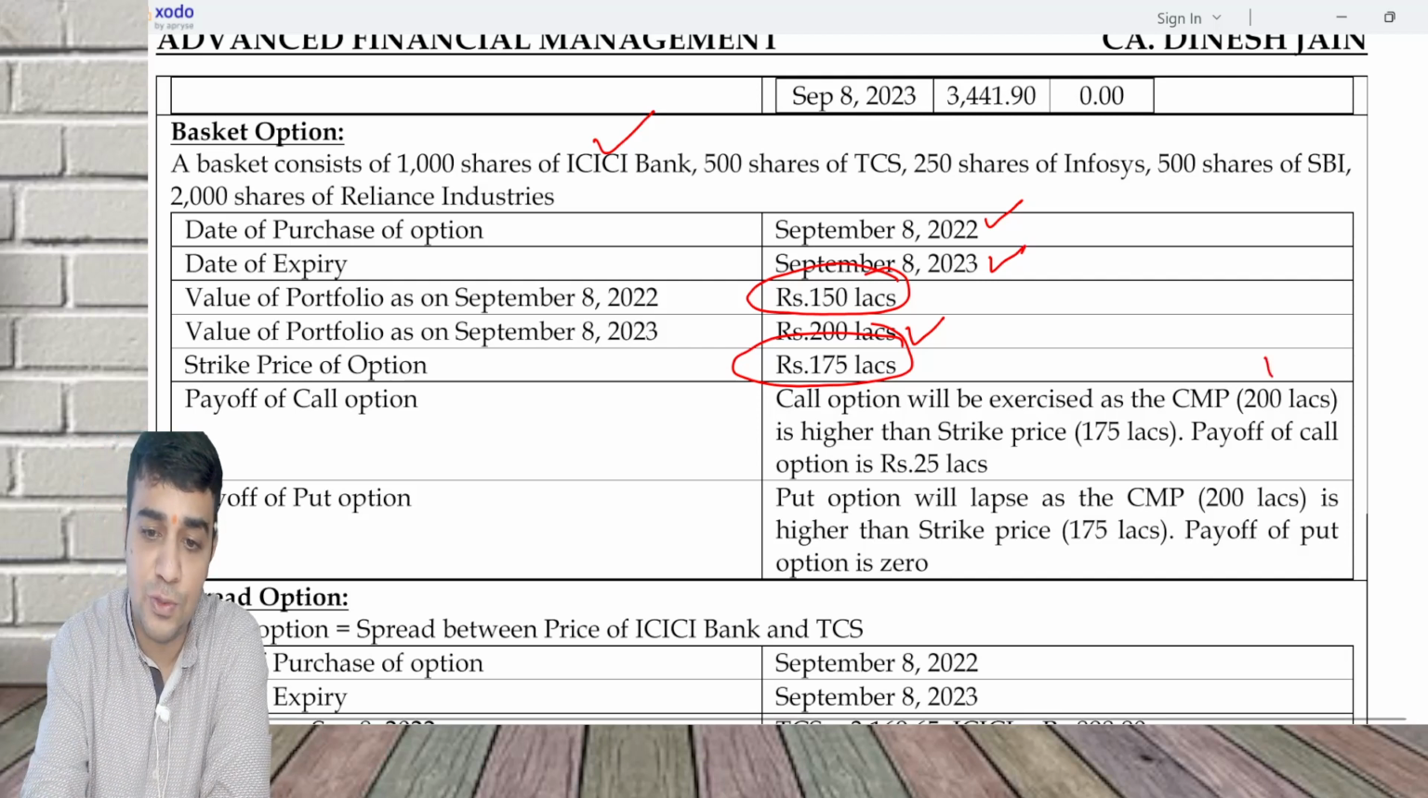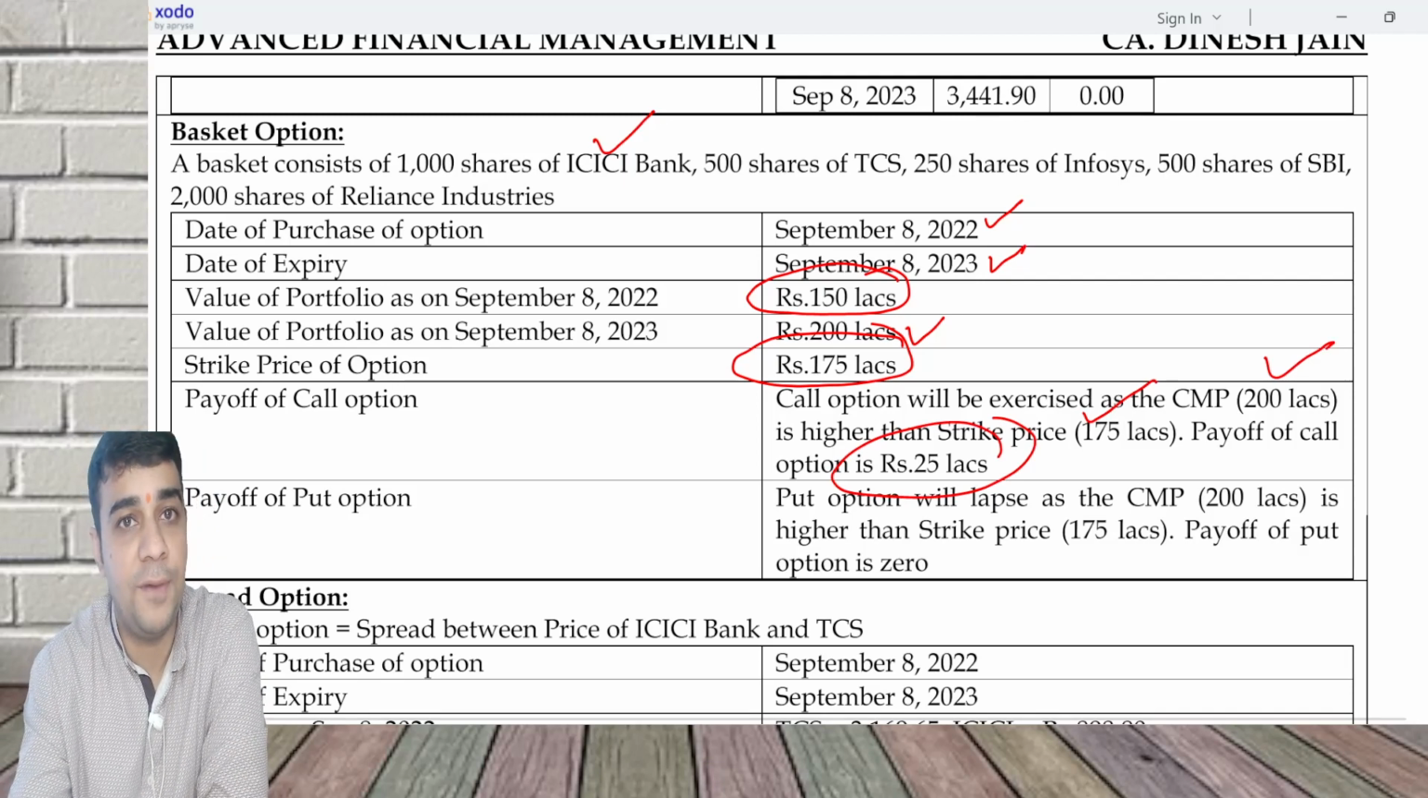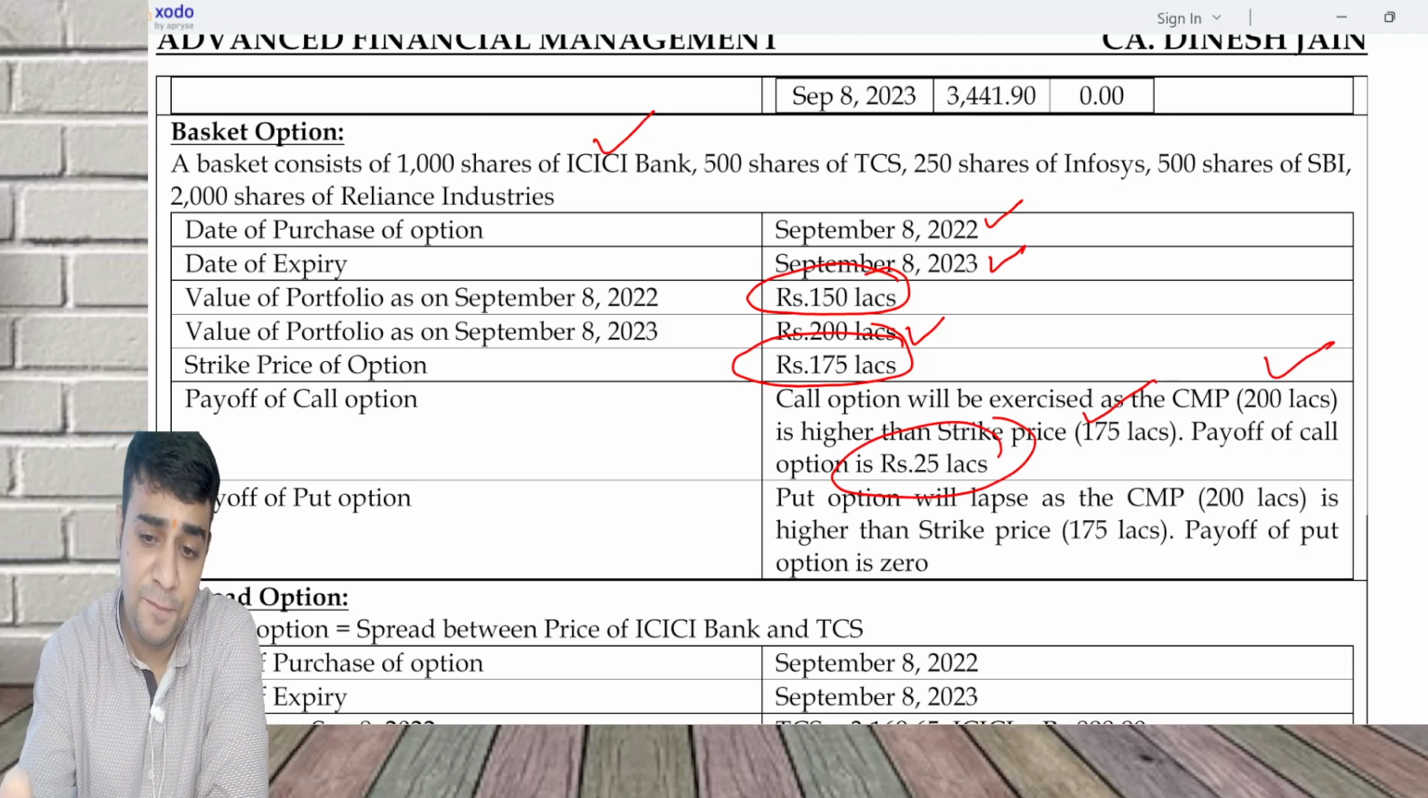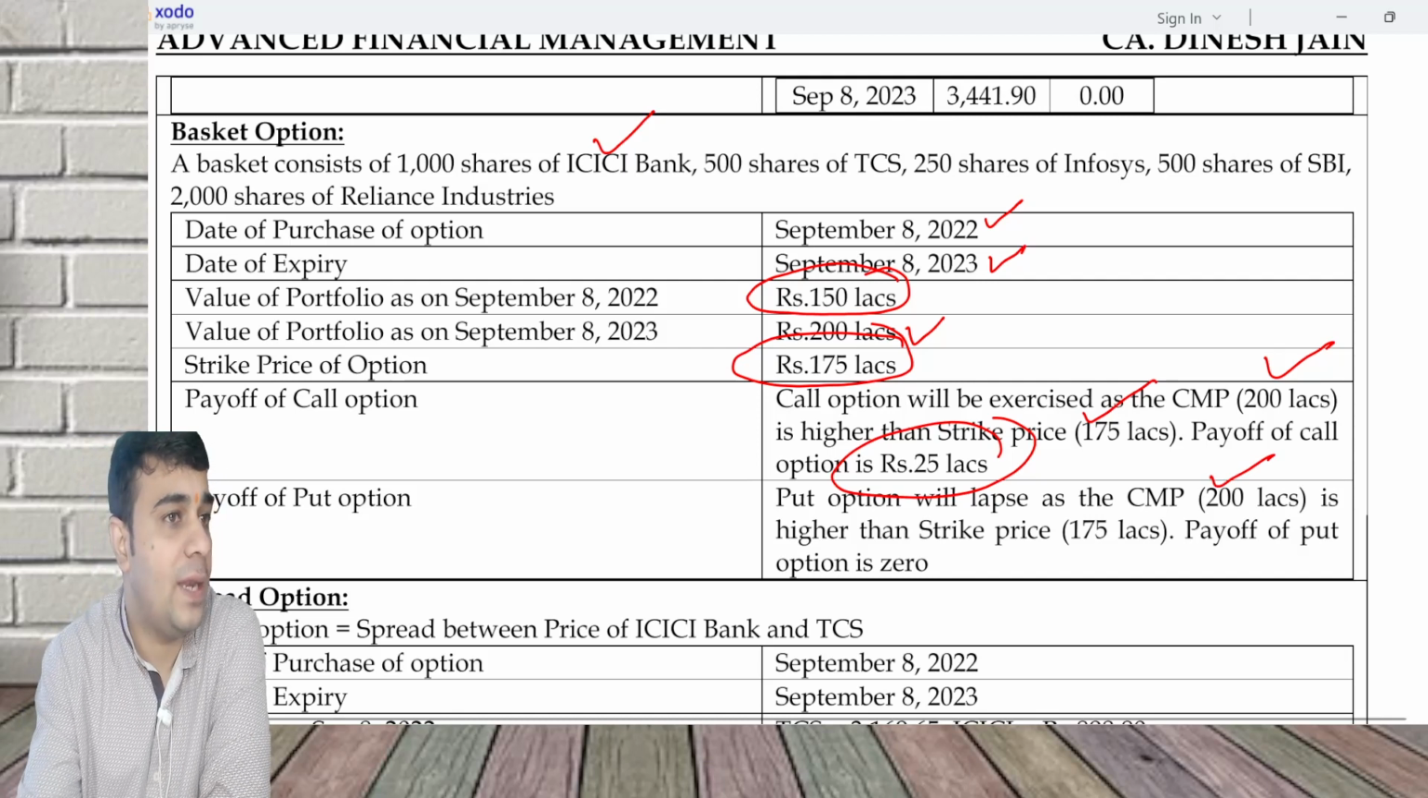So if it's 200 lakh, on exercise, 25 lakhs will be the payout. If it's 200, the put option will lapse. Any doubts on the basket option?